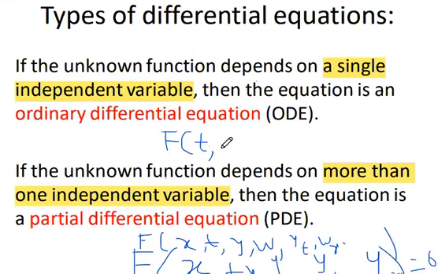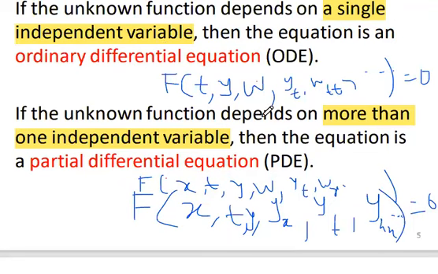This is an ordinary differential equation. This has only one independent variable with one or many dependent variables, y or w. These are dependent variables. These variables depend on t. The first one is an ordinary differential equation. This is a partial one because there are many independent variables, more than one.